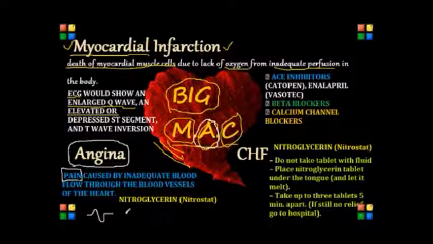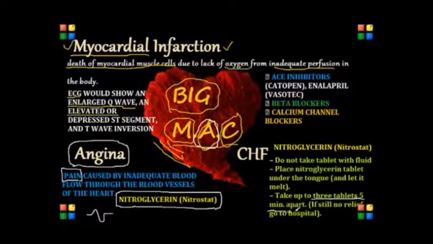So the main medication for a patient with angina is usually nitroglycerin, in which the patient can take up to 3 tablets 5 minutes apart. And if still no relief happens, then we tell the patient to go to the hospital, right? And we need to be mindful that we hold any nitrates if the blood pressure is less than 90 millimeters of mercury.